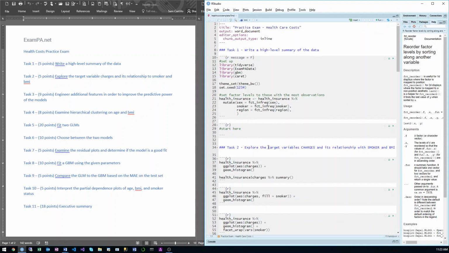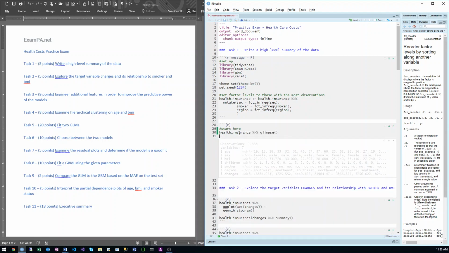On task 1, explore the target variable charges and its relationship to smoker and BMI. So to start, I'm going to run this template code, and this will convert the base levels of the factors to those which have the most observations using this factor and frequency. Let's look at a glimpse.